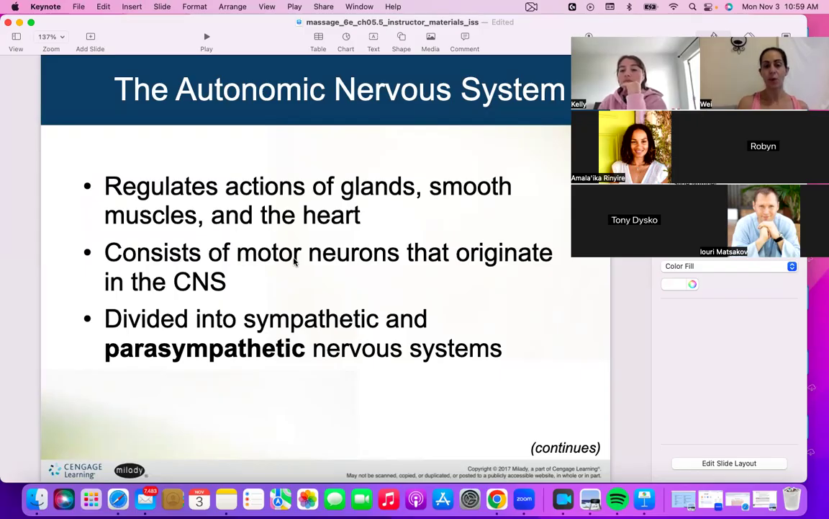Now, they consist of motor neurons that originate in the central nervous system. So the autonomic nervous system tends to be motor in nature, meaning it sends out activities to be done throughout the body. And those actions will balance the body between the sympathetic state and the parasympathetic state, which I'm going to explain both.